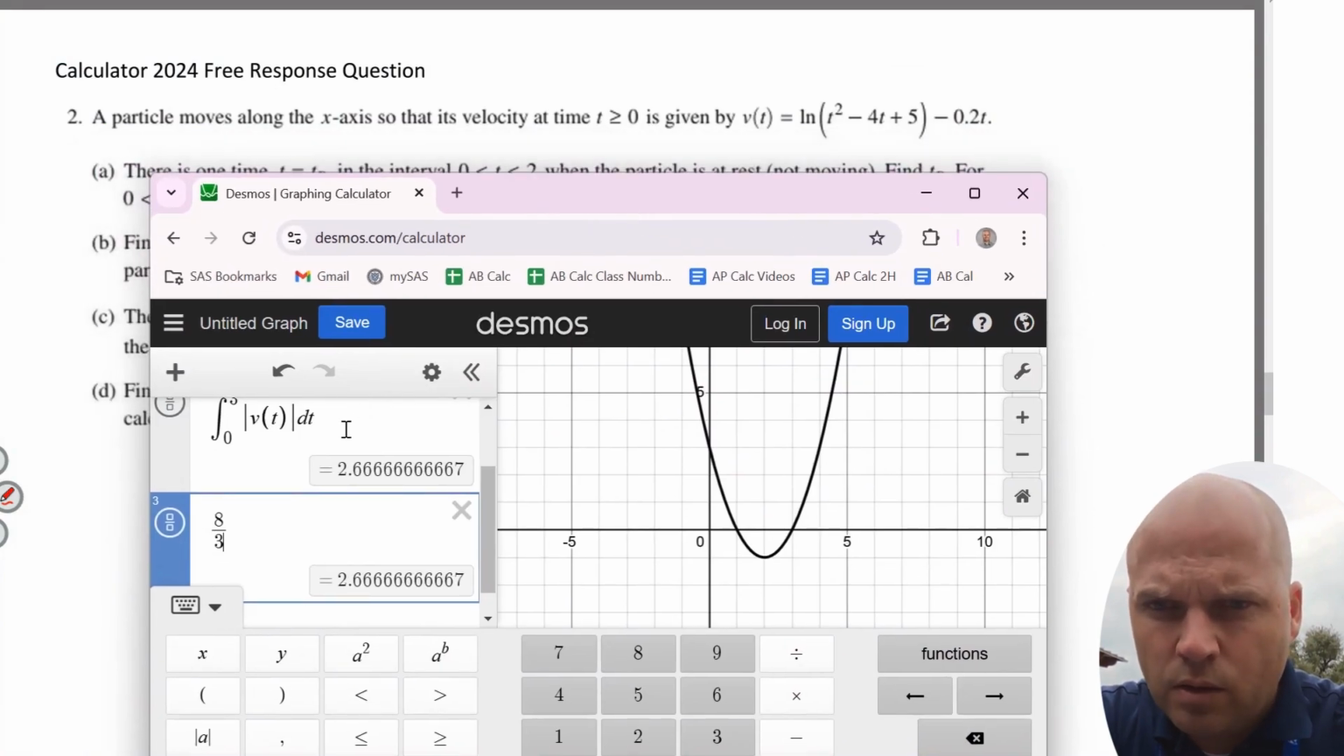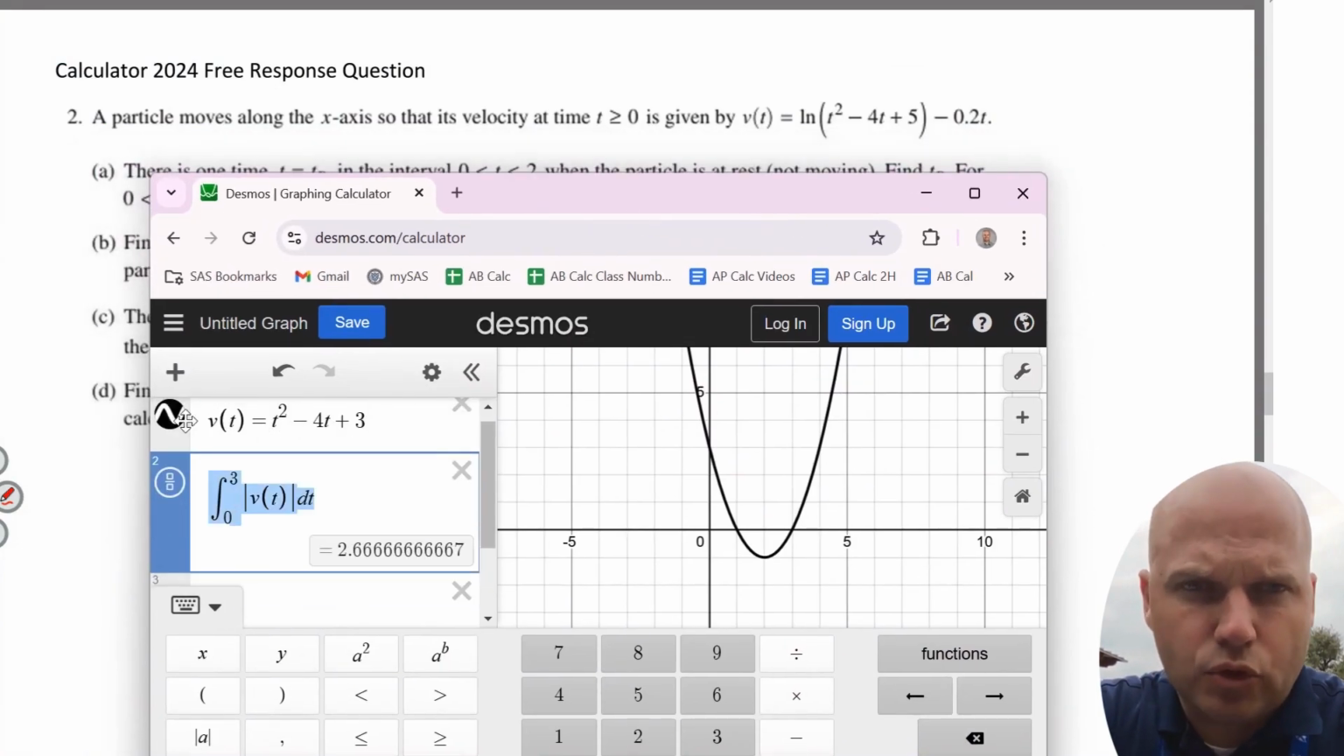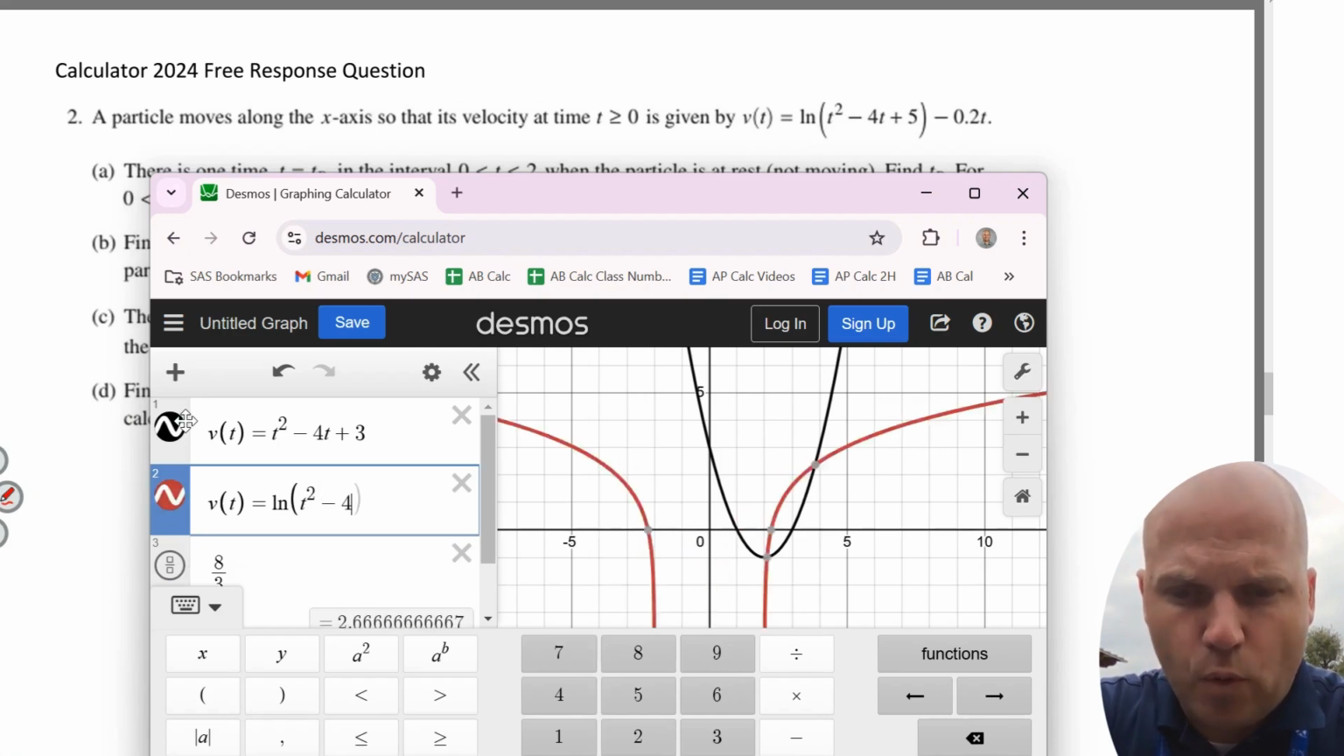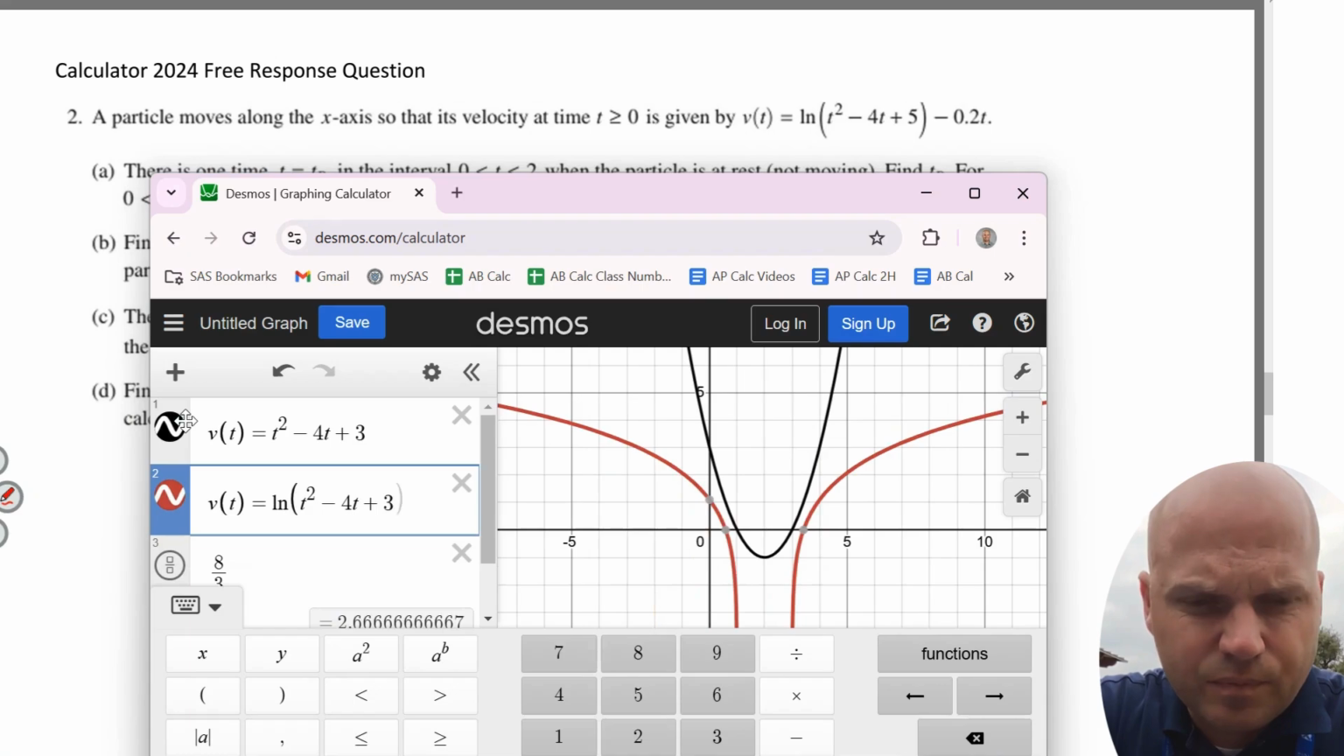This is why 80% of my students passed. Well, it's closer to 90% last year. This is why 100% of my students are going to pass this year. Because you're going to be ready for a free response question like this.